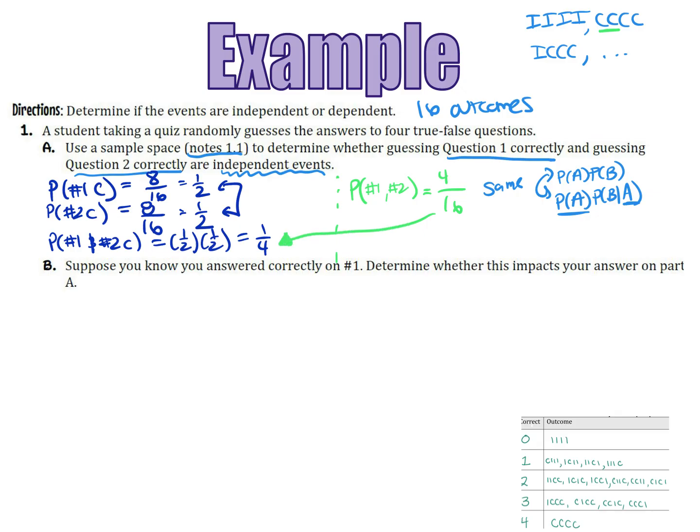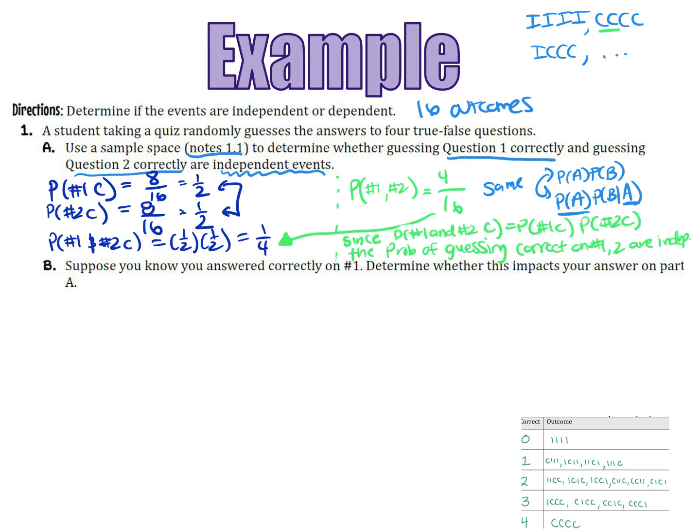So since the probability of number 1 and 2 correct is equal to the probability of number 1 correct times the probability of number 2 correct, these events are independent. And let me rewrite that so it fits nicer up there.